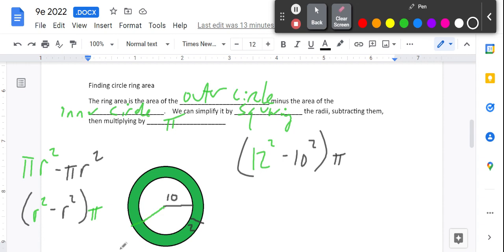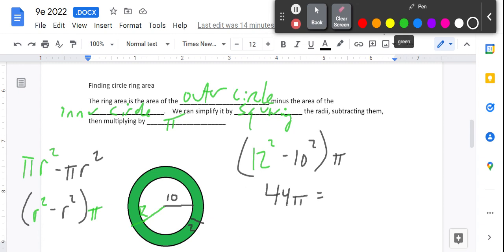This whole circle here has a radius of 12, so we get 12 squared. The inner circle has a radius of 10, minus 10 squared. 12 squared is 144, 10 squared is 100, so we have 144 minus 100. What's going to be left is 44 pi.